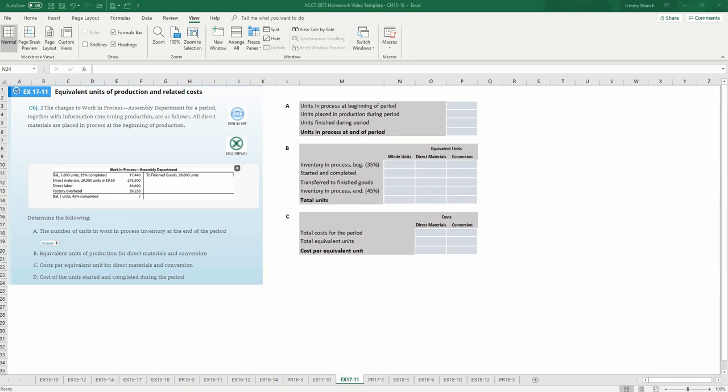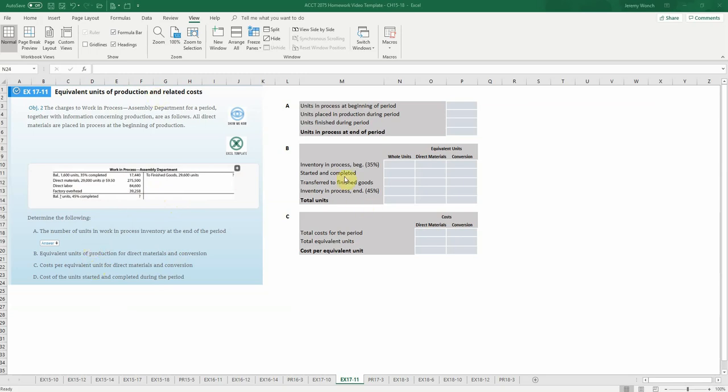In exercise 17-11, we'll be working more with equivalent units. In this problem, the charges to work in process, the assembly department, for a period together with information concerning the production are as follows. So we have a little T account of the work in process account. We have the amounts that have come in, we've got units, and we have a few holes that we have to fill in. In part A, it says the number of units in the work in process inventory at the end of the period.